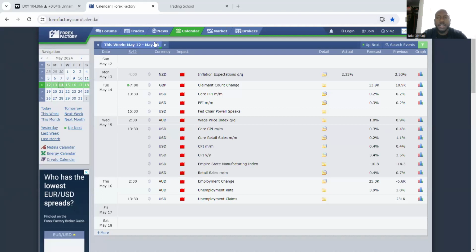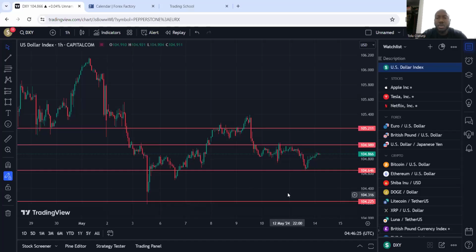And of course, this here is the fundamentals. Looking at the technicals, I'm going to be showing you what I can see, and then, of course, how we should position ourselves accordingly, either for a buy or for a sell.